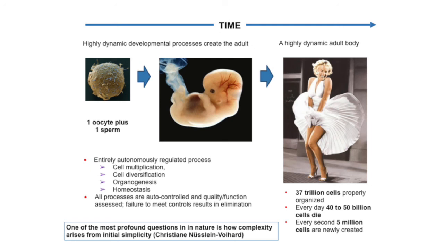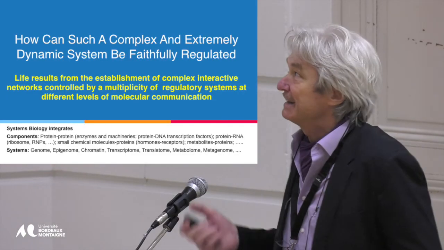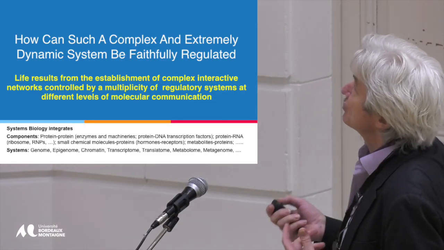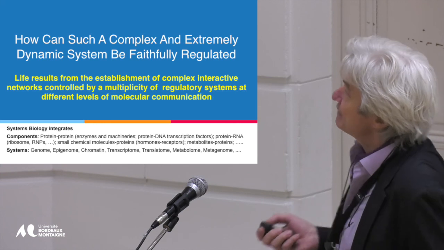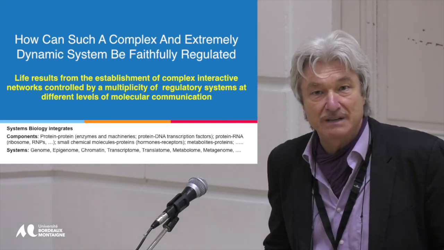And actually, Christiane Nüsslein-Volhard, who got the Nobel Prize for detecting the origin of the body axis in Drosophila, said some years ago that one of the most profound questions in nature is to understand how complexity arises from initial simplicity. And how is that possible? How can such complex and extremely dynamic systems be faithfully regulated?